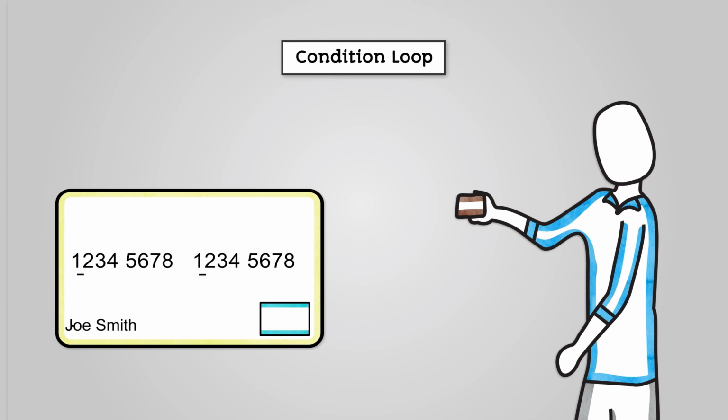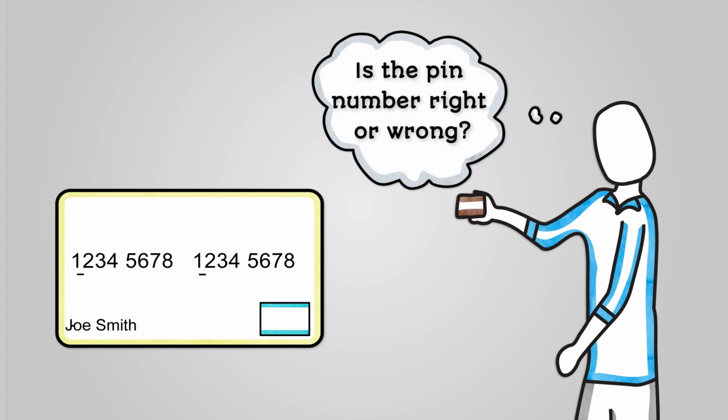You could keep going while your PIN number was incorrect. This is a condition loop, and when we say condition, we basically mean a question. Is the PIN number right or wrong? There are actually 2 types of condition-controlled iteration. One where we check the condition at the start, and another where we check the condition at the end.